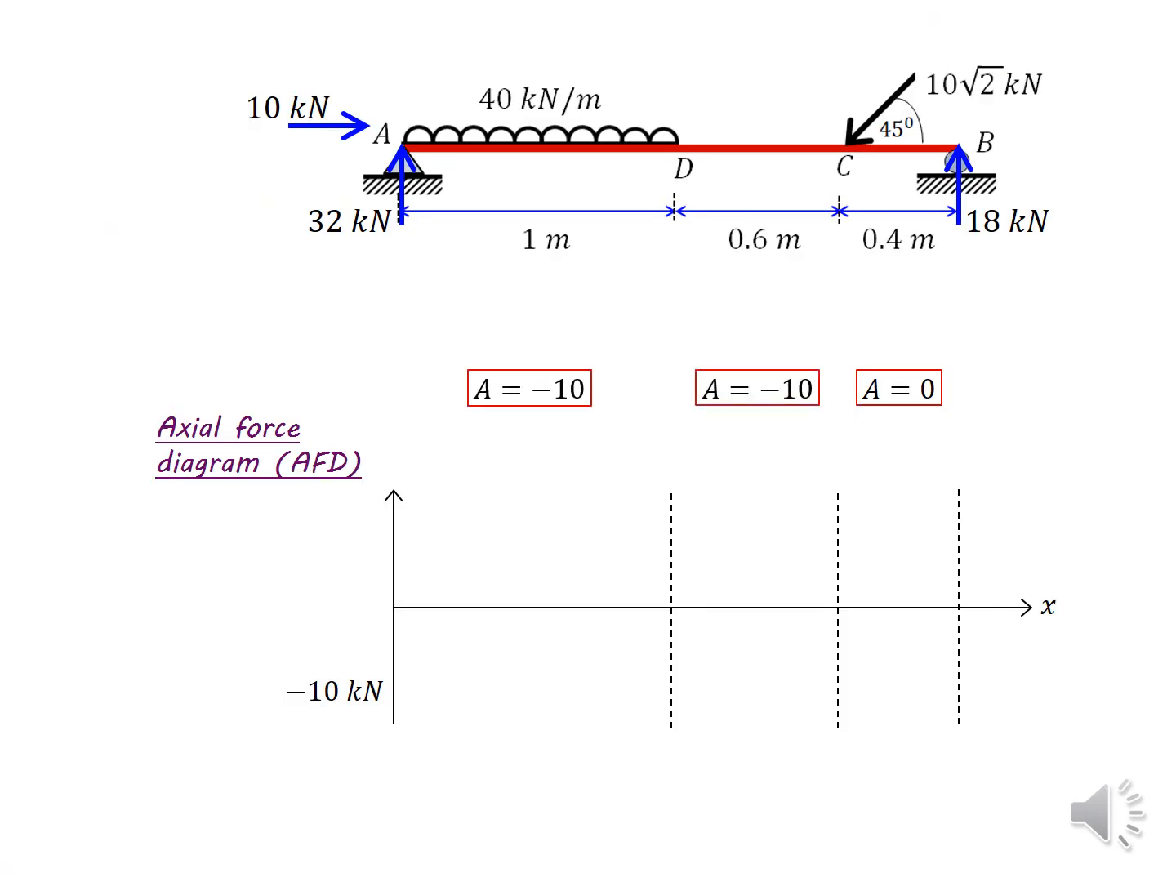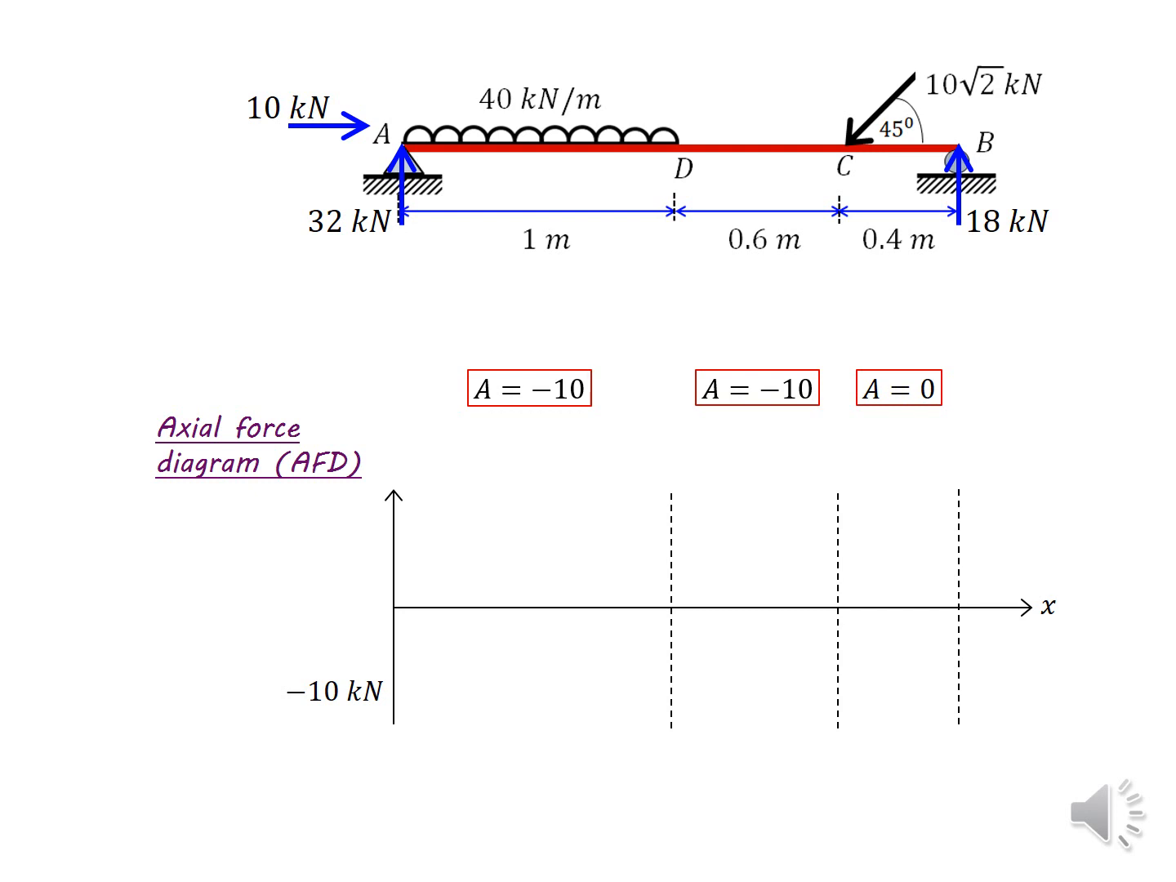Okay, now we have done all the calculation part, and it's time to draw each diagram. First, we will start with the axial force diagram. So I just included all the equations that we got from the respective sections. You can see them in the red boxes. From A to D, hope you can remember, we got the equation for axial force is A equals minus 10, and from D to C again A equals minus 10, and in the last section analysis we got A equals 0 from C to B.